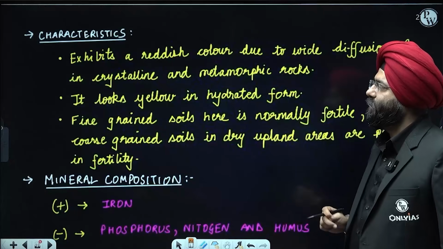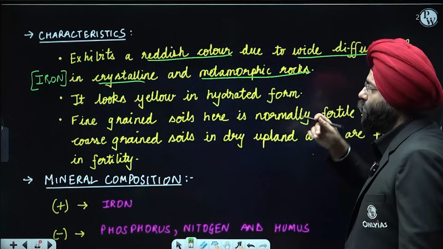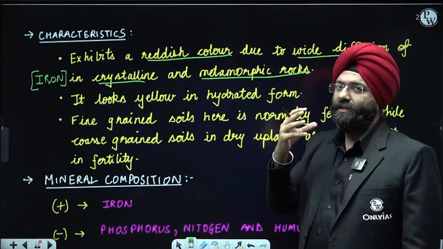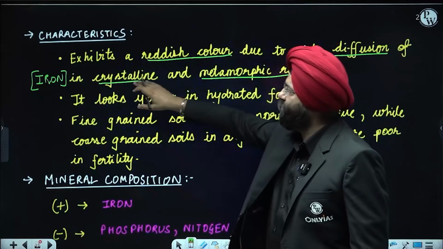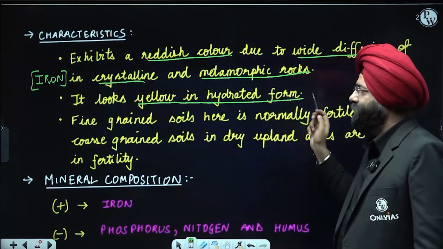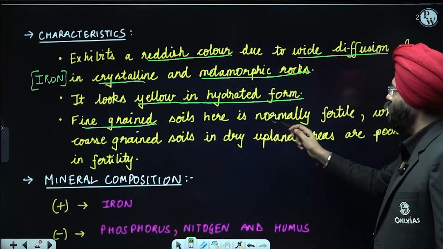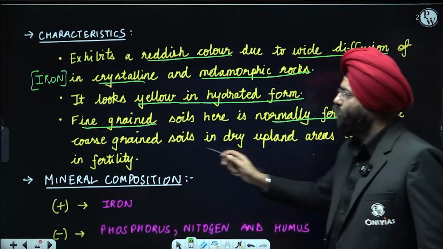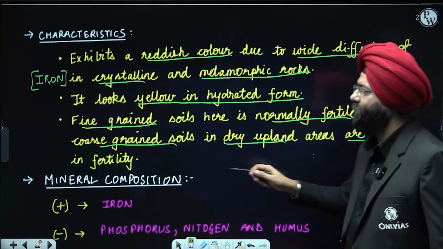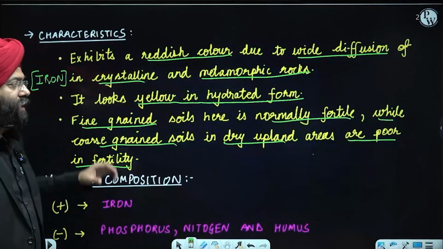Let's study further. Characteristics: exhibits reddish color due to the wide diffusion of iron. Please remember iron. That is why this reddish color is present, due to the iron in the crystalline and metamorphic rocks. It looks yellow in the hydrated state. Next, fine-grained soil here is normally fertile, while coarse-grained soil in dry upland areas is poor in fertility. And these are certain characteristics which again become very, very important for these particular soils.